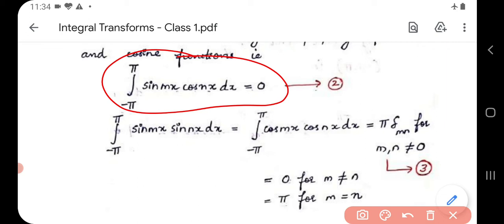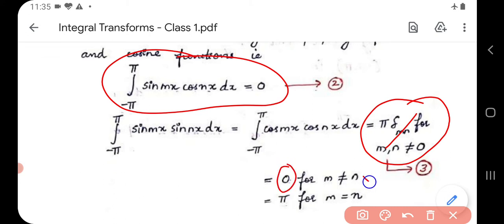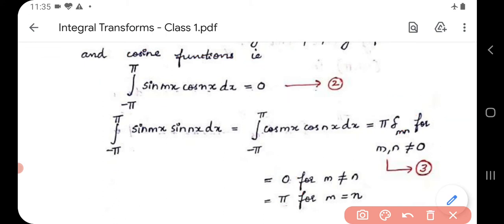Now the next one: the integral from minus pi to plus pi of sin mx sin nx dx is equal to the integral from minus pi to plus pi of cos mx cos nx dx, which is equal to pi delta mn for m, n not equal to 0. Now the cross term will reduce to 0 for m not equal to n, and this will reduce to pi for m equal to n. So these are the orthogonality properties which you will have to make use of while deriving the formulas for getting a0, an and bn. Okay, so please keep in mind these orthogonality properties.